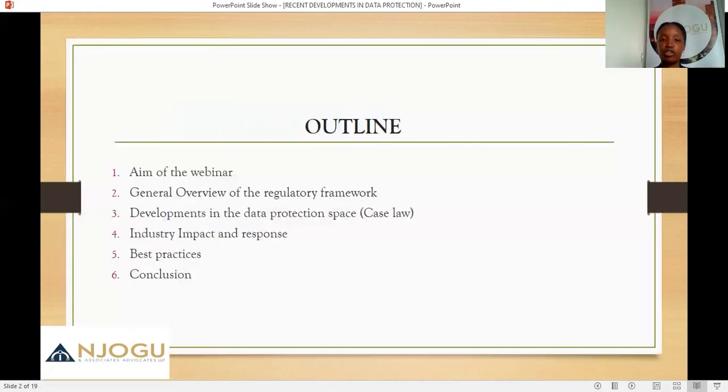First, we'll do the aim of the webinar: why this webinar? Secondly, we will do a general overview of the regulatory framework. And then we'll look at developments in the data protection space. Here, we look at case law and various cases that have been decided by the Office of the Data Protection Commissioner and how they apply to us. Then we look at the industry impact and response, and the best practices, and then we can conclude.